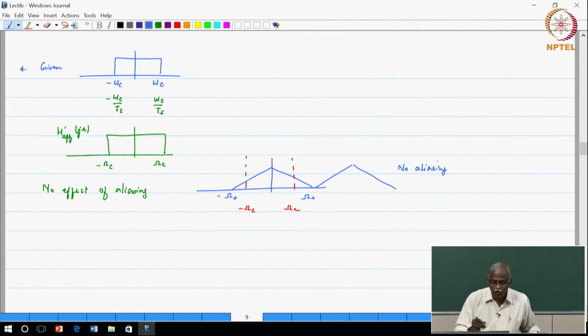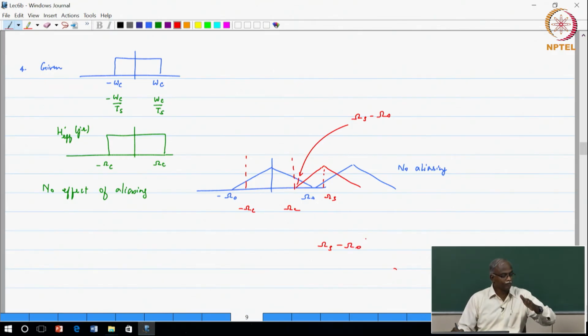But the condition for no effect of aliasing basically says your image can be here. Aliasing will occur, but my low pass filter is going to take it out. So, therefore, I am still okay. So, if this is omega s, this edge is omega s minus omega naught. So, omega s minus omega naught is going to be my band edge, that has to be greater than or equal to omega c.